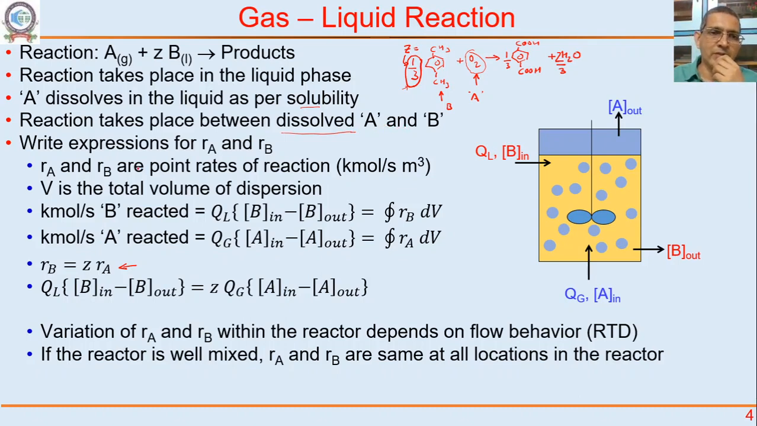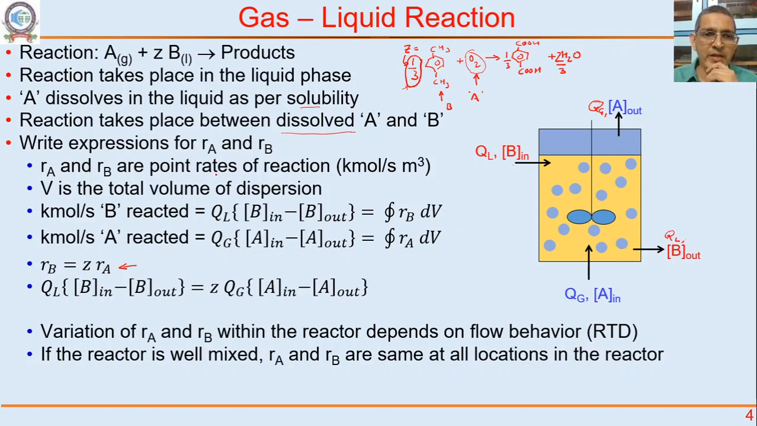So if you want to write rates of reaction Ra and Rb, these are point rates of reaction, in kilomole per second per meter cube, and V is the volume of dispersion. If this is our reactor, we are going to say gas flow rate multiplied by concentration of A coming in, gas flow rate multiplied by concentration of A going out, liquid flow rate multiplied by concentration of B coming in, liquid flow rate multiplied by concentration of B going out.